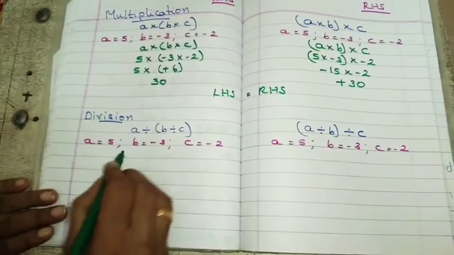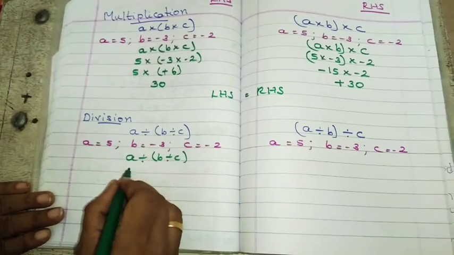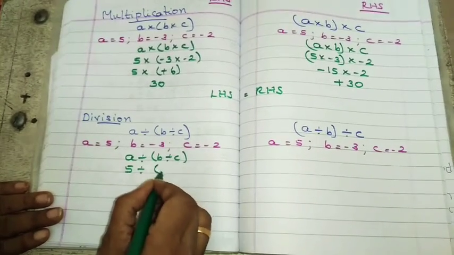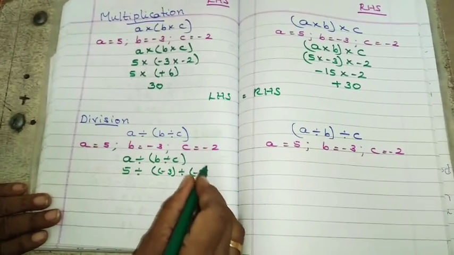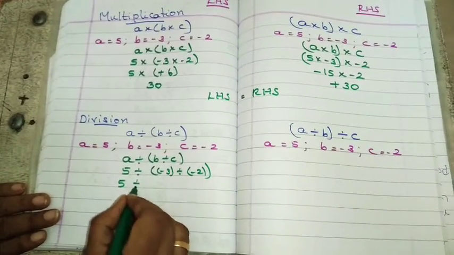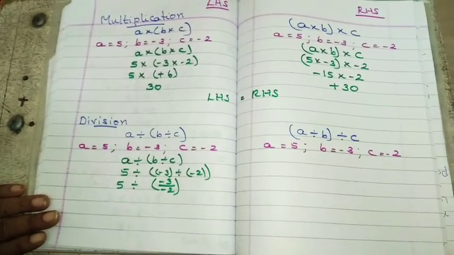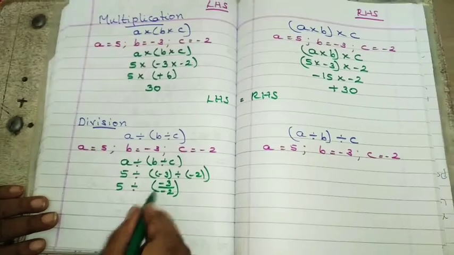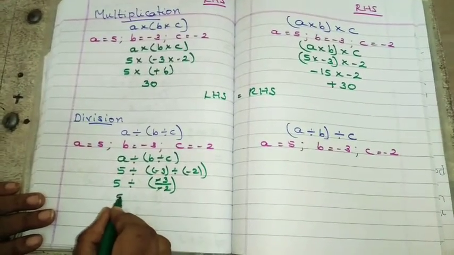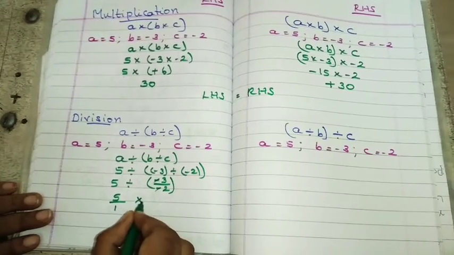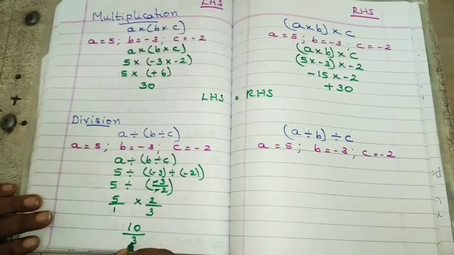Now moving on to division. A divided by B divided by C. Now 5 divided by minus 3 divided by minus 2. Have 5 as it is divided by, here I am going to write it as minus 3 by minus 2. Now you can cancel the signs since both the numbers have got a negative sign. So 5 by 1 into 2 by 3, which is 10 by 3.